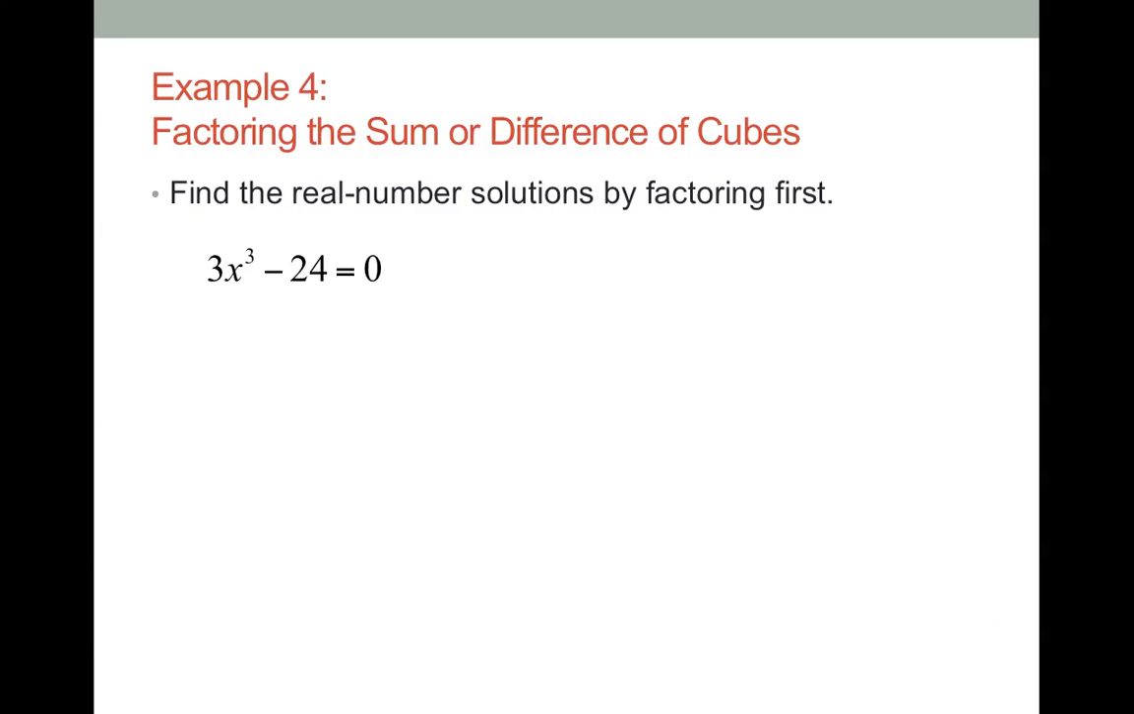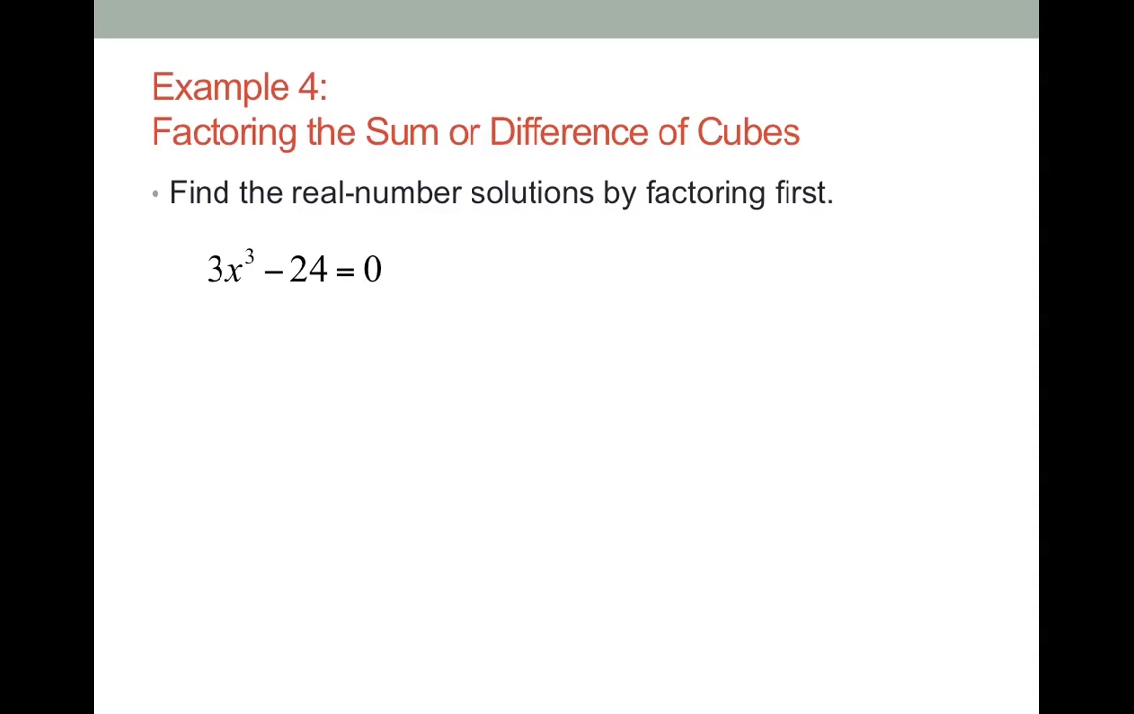Let's take a look at another one. This time we have a difference going on, and it looks like we have a cube in the first term, but 24 really is not a cube. And so what are we really supposed to do here? How are we supposed to use the pattern in this case if 24 is not something being cubed? Well, one of the things you always want to consider when you talk about factoring is that you always want to look for that greatest common monomial factor first.